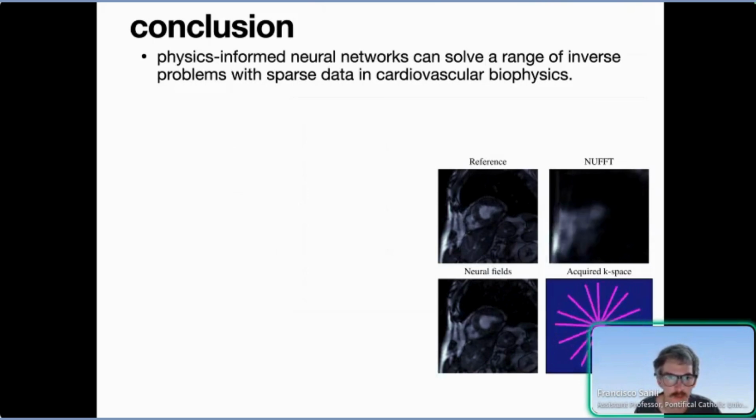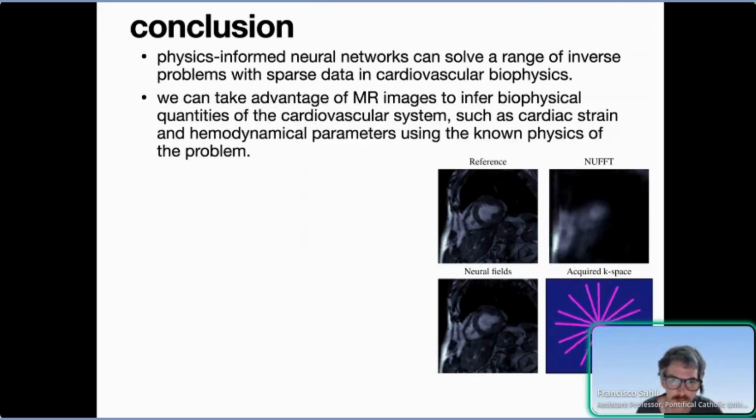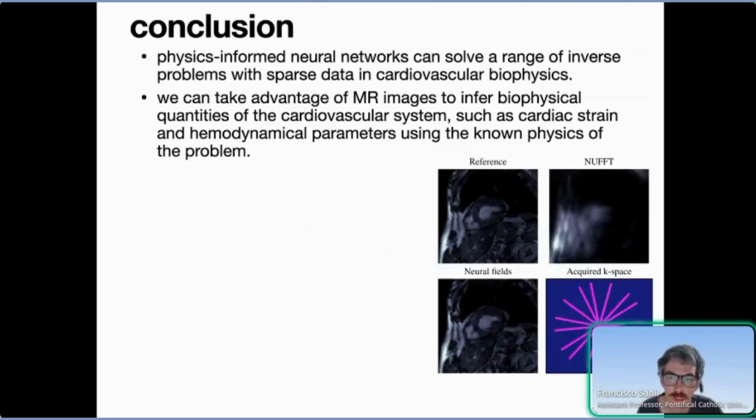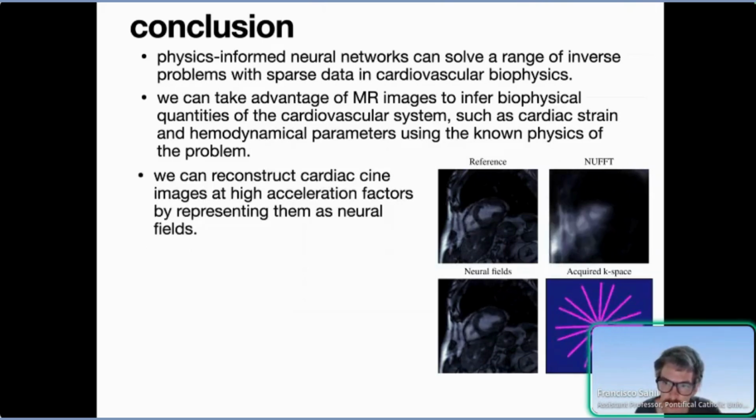So just to conclude, we can use physics-informed neural networks to solve a large range of inverse problems with sparse data, especially coming from MRI in cardiovascular biophysics. What we would like to do is to learn more from the images by embedding or learning also from the physics, so we can get more advanced metrics like cardiac strain or hemodynamical parameters. And also I have shown how we can reconstruct our images at very high acceleration factors.